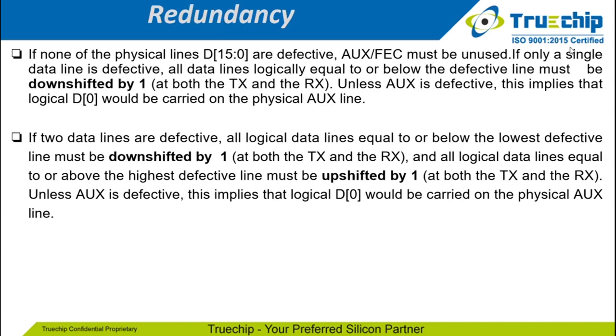So here is the redundancy. If none of the physical lines are defective, aux or FEC must be unused. If only a single data line is defective, all data lines logically equal to or below the defective line must be downshifted by 1. Unless aux is defective, this implies that logical D0 would be carried on the physical aux line. If two data lines are defective, all logical data lines equal to or below the lowest defective line must be downshifted by 1, and all logical data lines equal to or above the highest defective line must be upshifted by 1. Unless aux is defective, this implies that logical D0 would be carried on the physical aux line.